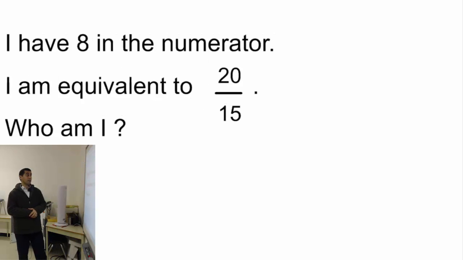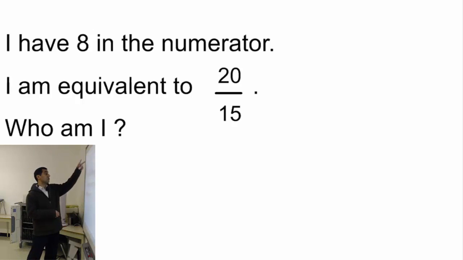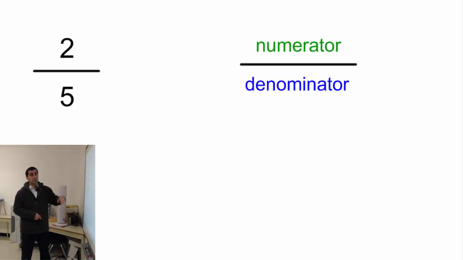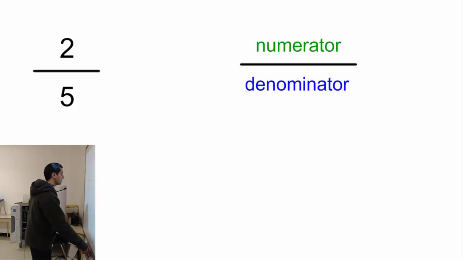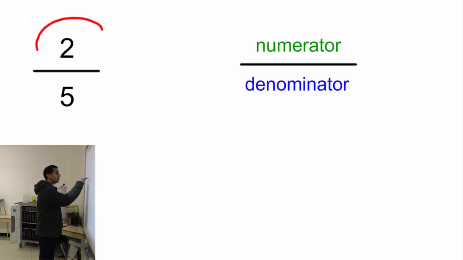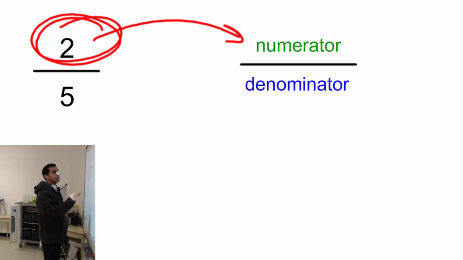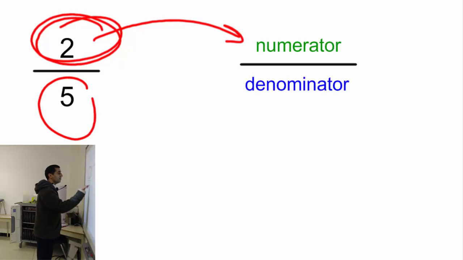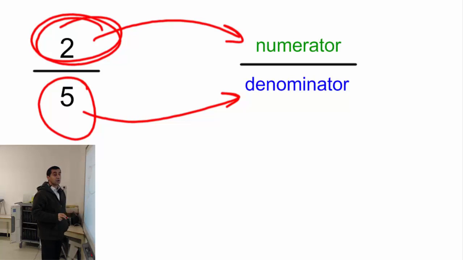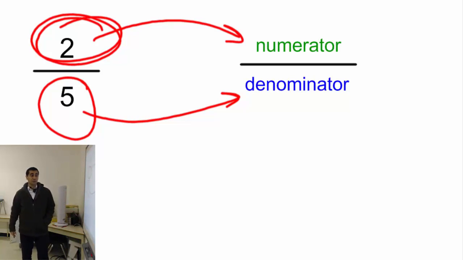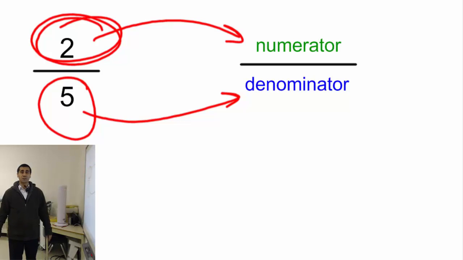I have 8 in the numerator. So those are the words we don't know anything about. So let's simply talk about it. The number on top is called the numerator. The number in the bottom that divides is called the denominator. So when someone says the denominator is this, the numerator is that, how can you figure out which part of the fraction we are talking about?